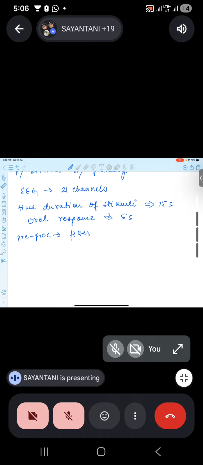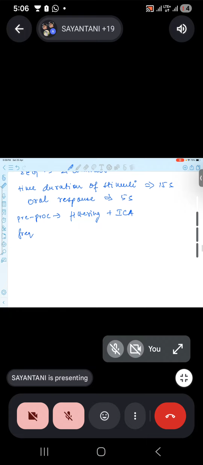Okay. Now, interestingly, of course, we have to go for pre-processing, and you know what the pre-processing stages are. Basically, one form of filtering, and then we had performed independent component analysis to remove the artifacts. So the frequency bands that helped us to identify the most important characteristics for this cognitive task were generally the theta frequency bands and the alpha frequency bands.